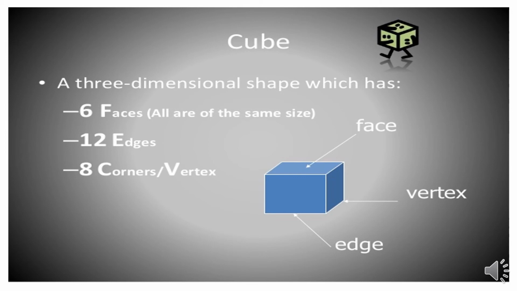A three-dimensional shape which has 6 faces, all are of same size, right? Cube has all sides equal. Okay, 12 edges and 8 corners or vertex.